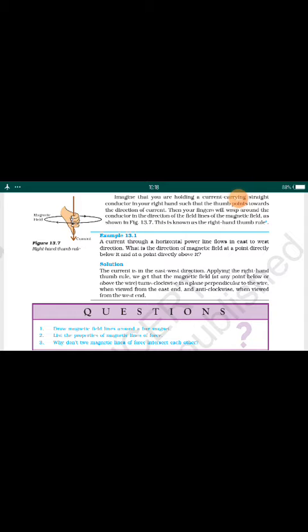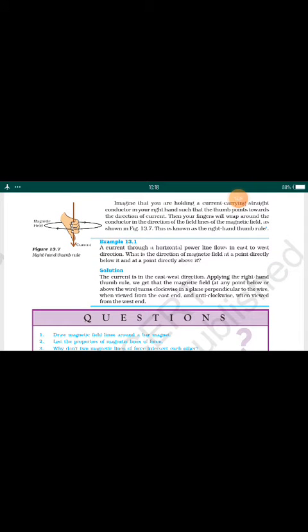ये जो है वो राइट हैंड थंब रूल हमें बताता है। Here, example 13.1. यहाँ पे एग्जाम्पल दिया है 13.1। A current through a horizontal power line flows in east to west direction.